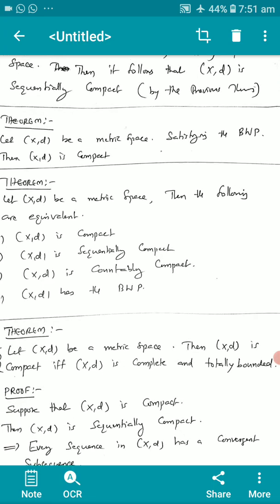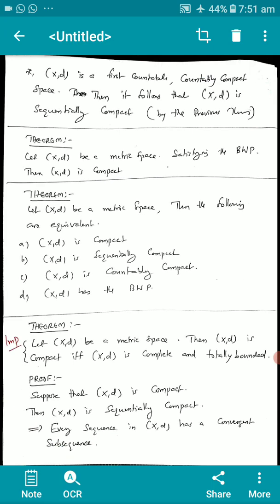Next theorem, let X be a metric space, and the following are equivalent. A, X is compact. Second, B, X is sequentially compact. And third, C, X is countably compact. And fourth one, D, X has the BWP, or Bolzano-Weierstrass property. That is, we are clubbing together all those results that we have studied earlier to get to this particular theorem.